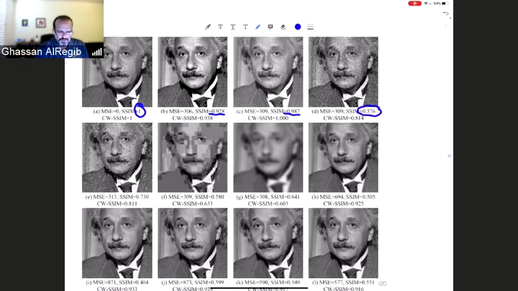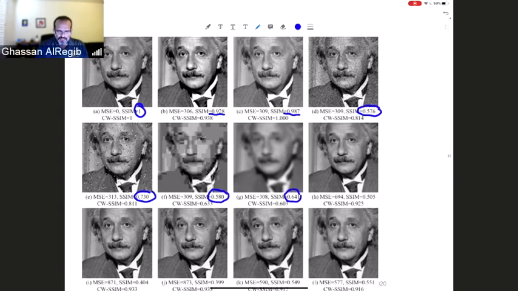This one is 0.73. This one is 0.58. Yeah, so not like before. When we are close to 1, that means high quality. When we are close to 0, that means we are in a bad quality image. So this one is taking us away from 1. So that's a good thing. And now in here, this is 0.641.